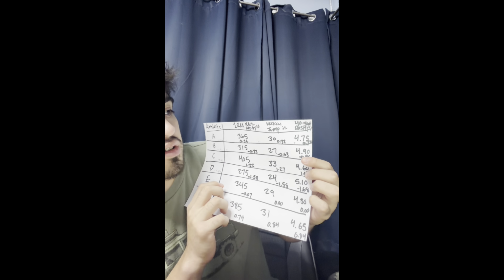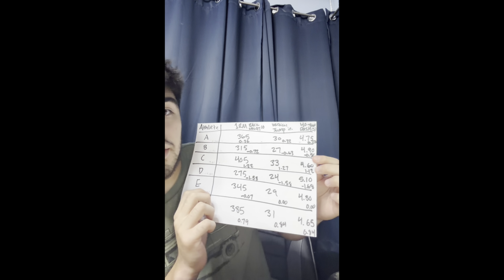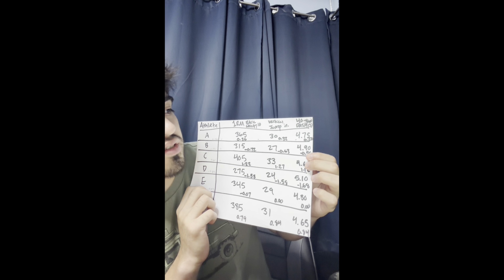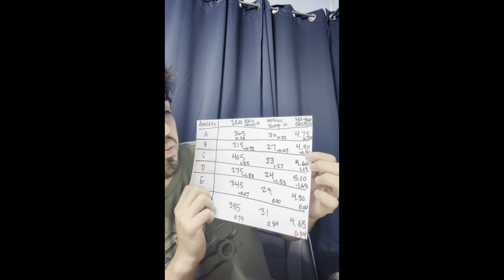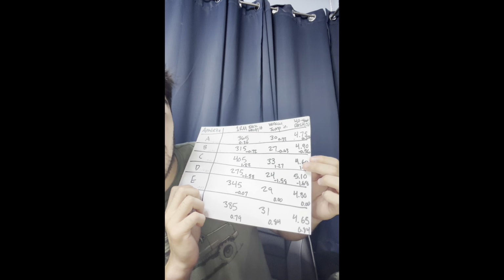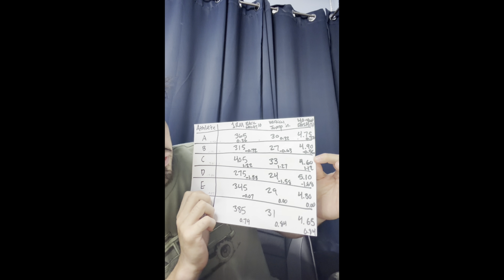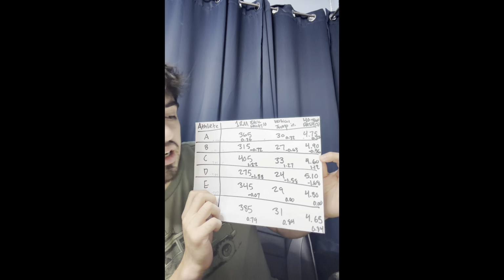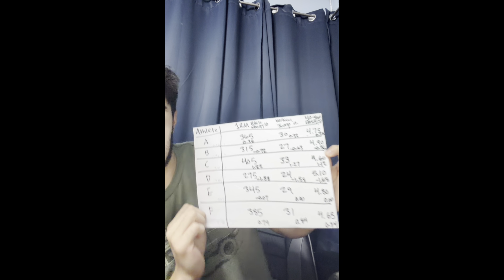And now for our final test, the 40-yard dash, athlete A had a 4.75 seconds 40-yard dash. Athlete B had 4.90 seconds. Athlete C had 4.6 seconds. Athlete D had 5.10 seconds. Athlete E had 4.8 seconds. And athlete F had 4.65 seconds.